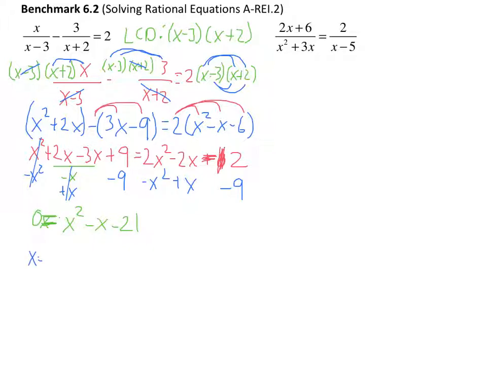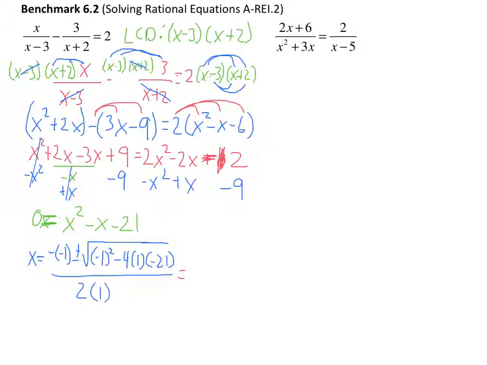x equals the opposite of b, so that'd be the opposite of negative 1, plus or minus the square root of b squared, so negative 1 squared, minus 4 times a, which is 1, and c, which is negative 21, all over 2 times a, which is 1. All right, let's simplify that.